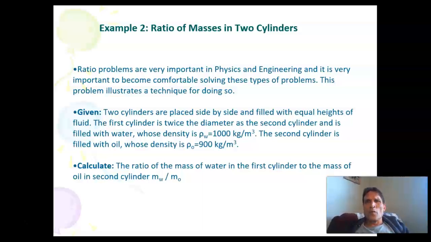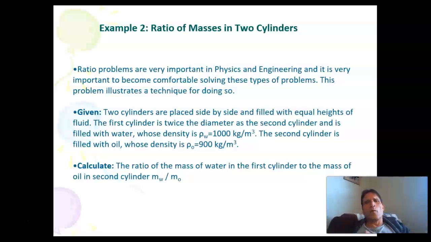And so a ratio problem answers a question such as, by what factor does the kinetic energy increase if we double the speed of the body? Since kinetic energy is related to the square of speed, the kinetic energy will increase by a factor of 4 when we double the speed. So that's one simple example of a ratio problem.